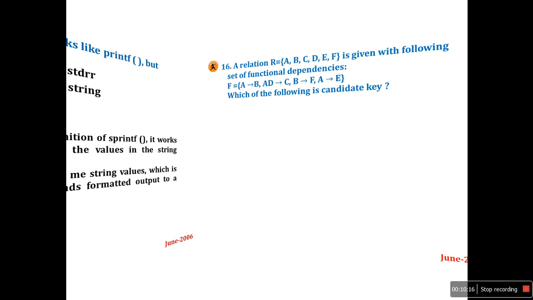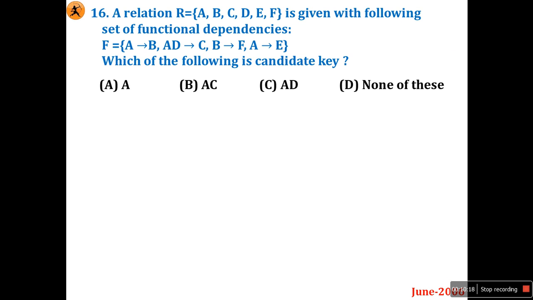Okay, next is a very important question. This question was repeated 3 to 4 times in previous years, for finding the candidate key. A relation R(A, B, C, D, E, F) is given, which follows this set of functional dependencies: A to B, AD to C, B to F, A to E. Which of the following is a candidate key? The options are A, AC and D. It's a very important question, asked 3 to 4 times. How to solve this one, we'll go through in detail.